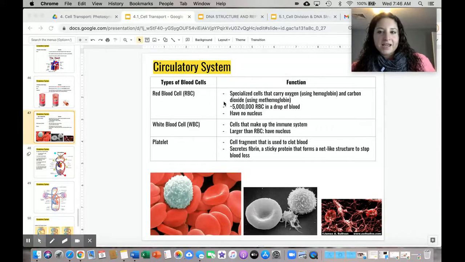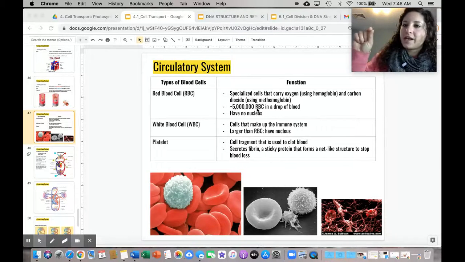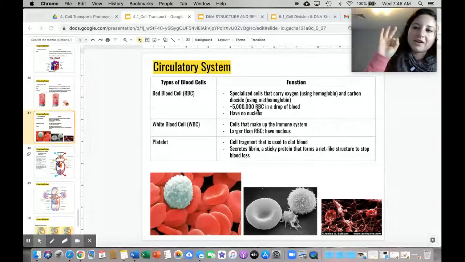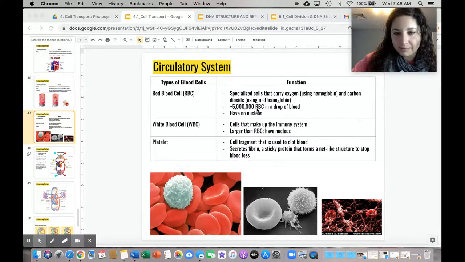Just as a size reference, there are about 5 million red blood cells in a single drop of blood. So for all of you vampires out there that will prick your finger and try to get a drop of blood out, a single drop of blood has about 5 million red blood cells. So they are very, very tiny cells. They're so tiny that they don't have a nucleus.